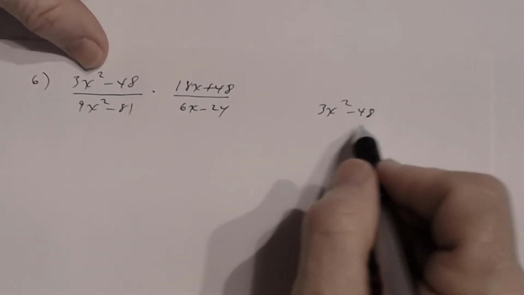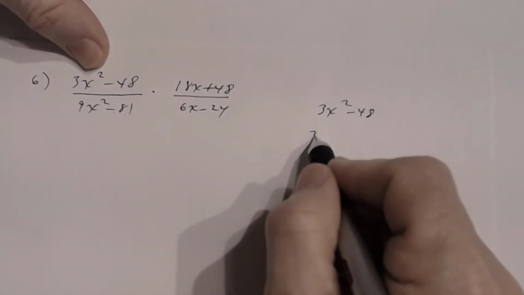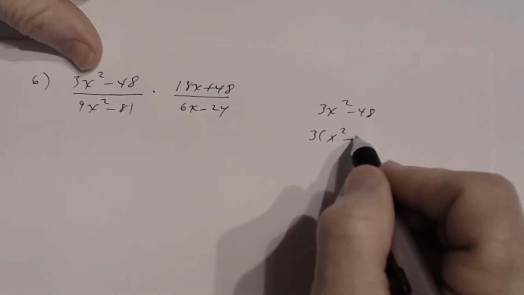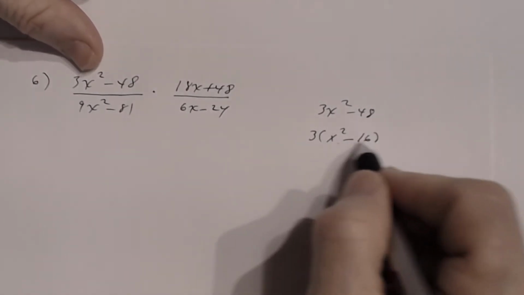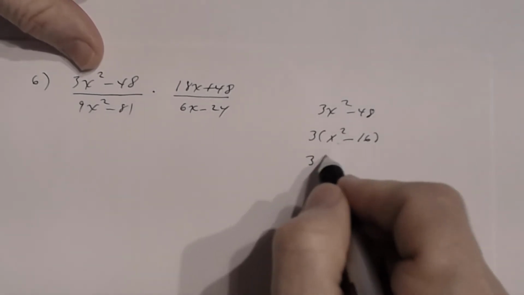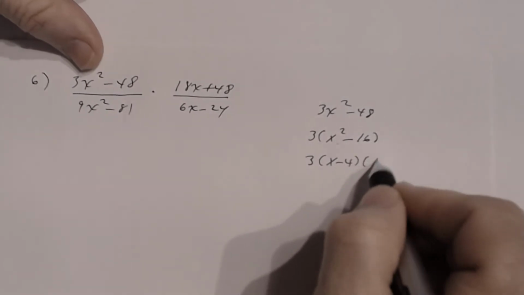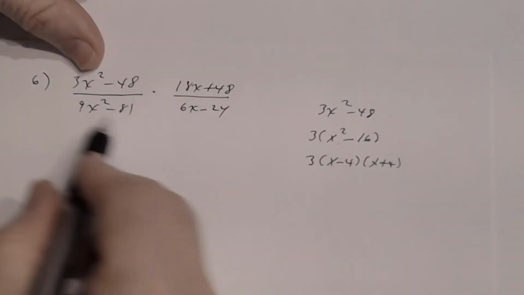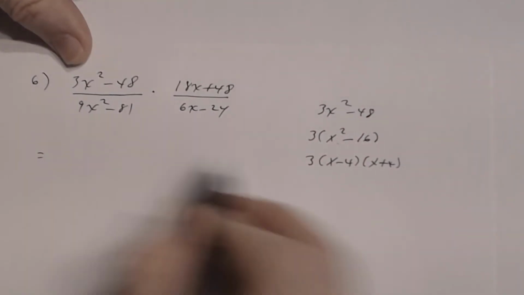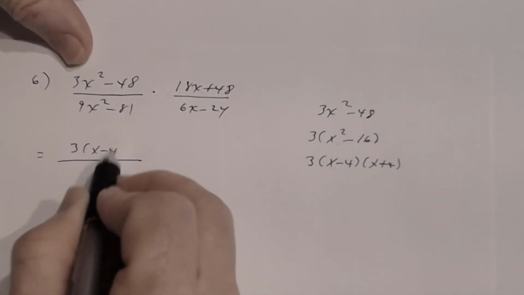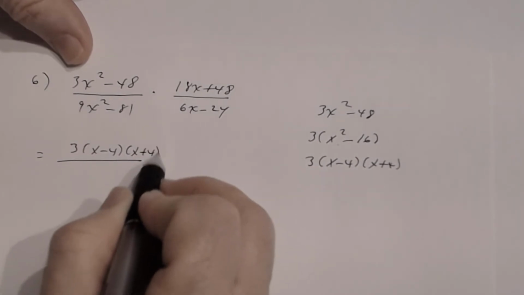So let's look at that first numerator, 3x squared minus 48. If I look at that, I can factor out a 3, couldn't I? So that'll be 3 times x squared minus, and that looks like that's going to be 16. And then I can factor that further, because that's the difference of 2 squares, so that's 3 times x minus 4 times x plus 4. So the numerator is 3 times x minus 4 times x plus 4.